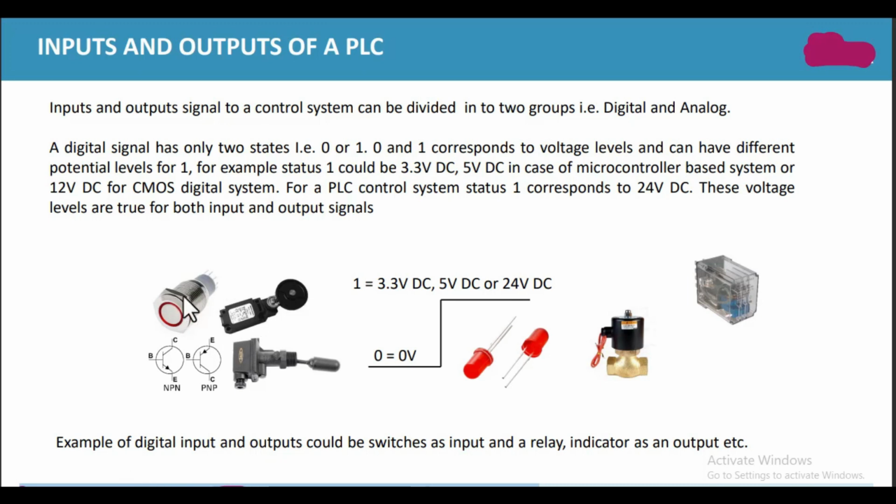These are the inputs: push button, toggle switch, limit switch. These are the outputs: LEDs, solenoid valve, and this is the relay. An example of digital inputs and outputs could be switches as input and a relay indicator as output. These are the switches and these are the relay indicators.